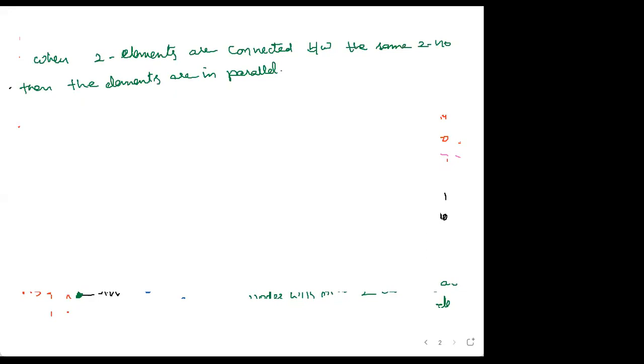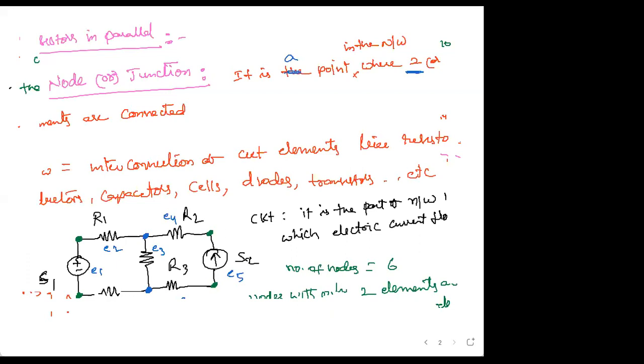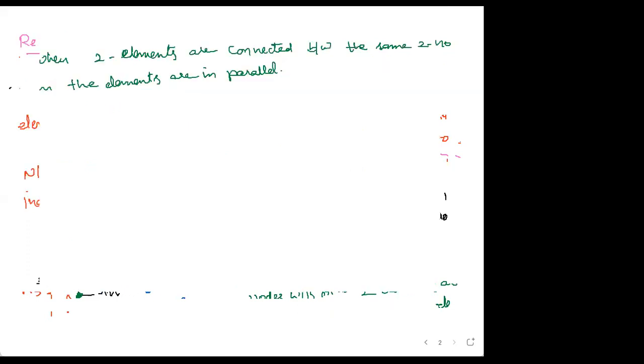Okay, whether the two elements are in parallel or not, we'll find out by using the nodes they are connected to, right? If two elements are connected to the same two nodes, then the elements are in parallel. In the previous slide, do you find any elements connected to the same two nodes? Yes, sir. Huh? That means I will tell you. So here, no two elements are connected to the same two nodes, but I will draw a circuit.